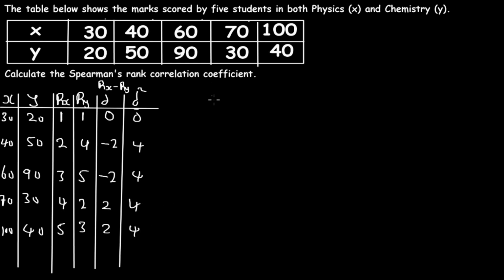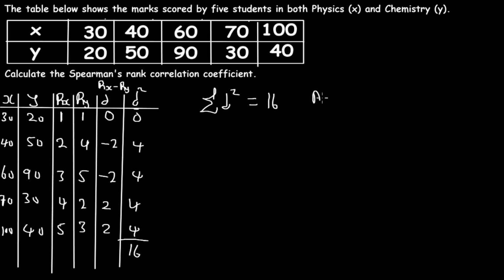Excellent. Now you need the summation of d squared. So you sum this up. 0 plus 4 is 4. 4 plus 4 is 8. 8 plus 4 is 12. 12 plus 4 is 16. Excellent. So we have 16 as the summation of d squared. So summation of d squared is equal to 16.